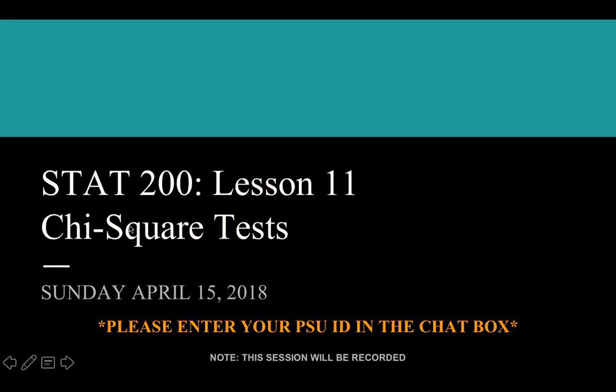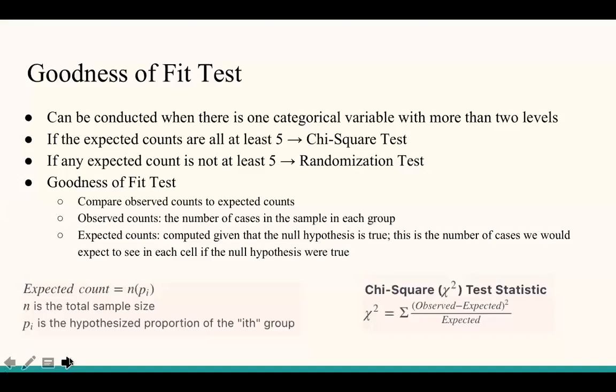Okay, so this is lesson 11, chi-square tests. So first we're going to start with talking about a goodness of fit test. This can be conducted when there is one categorical variable with more than two levels.